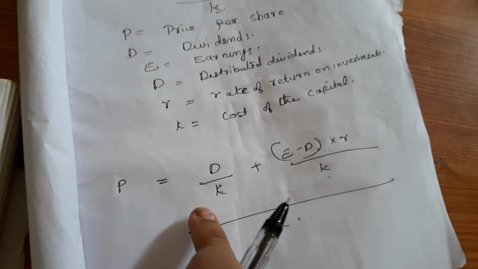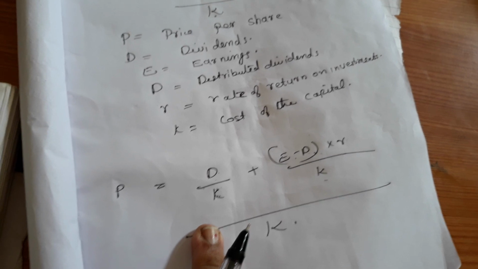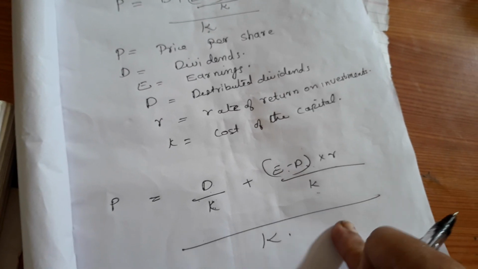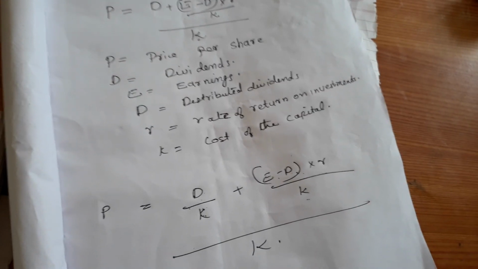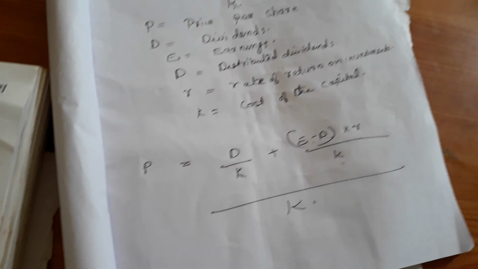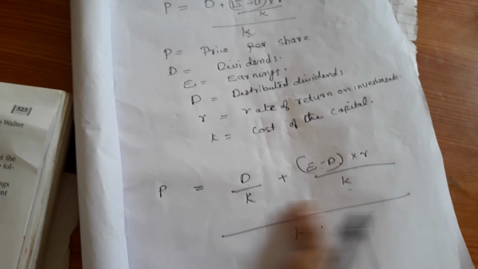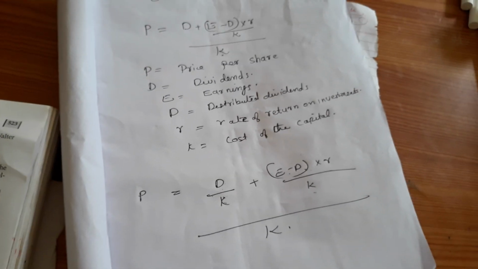So the dividend by K will give us the present value of the future dividends, whereas E minus D into R by K will give us the present value of the future investments. The whole divided by K will give us the price per share. Let us see with an example.